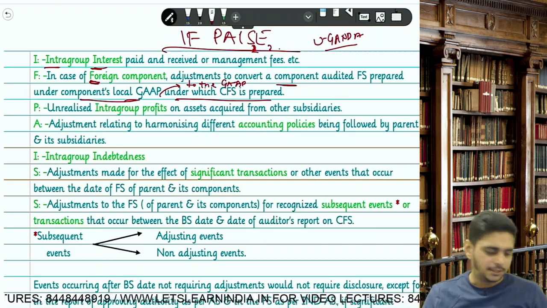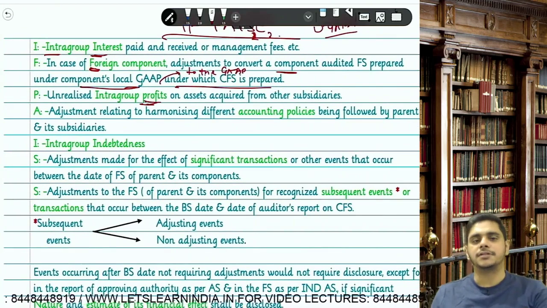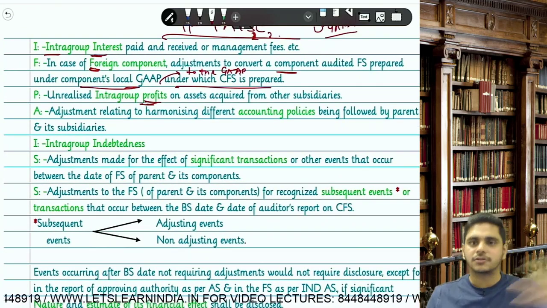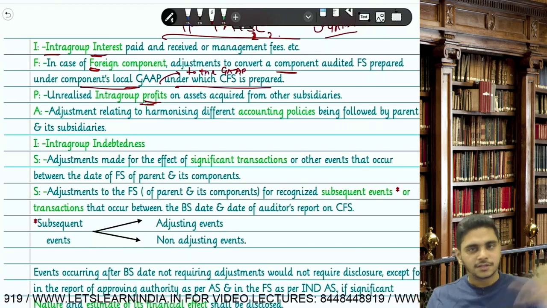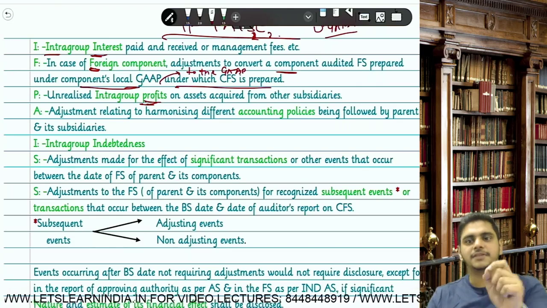P: Intragroup profits on assets acquired from subsidiaries. For example, if I bought some stock, inventory or some asset, a profit element would be there. You will be transferring it here and there. It is a current period adjustment.